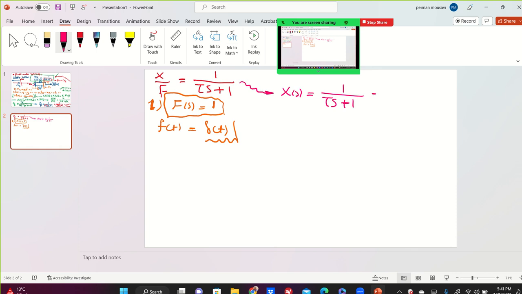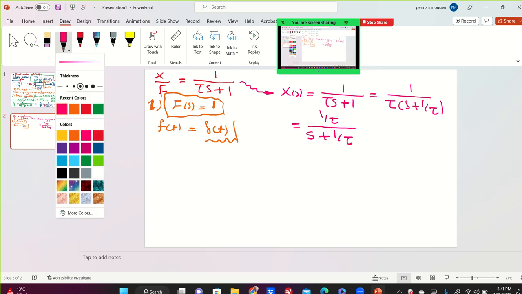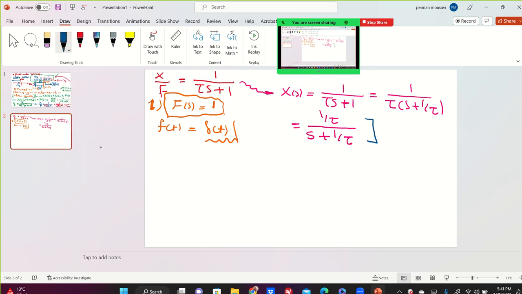Or you can write it like this, guys: (1/tau) over (s plus 1/tau). Why am I doing that? Because I'm going to apply the inverse Laplace, guys, to find x(t), subject to the input being an impulse.